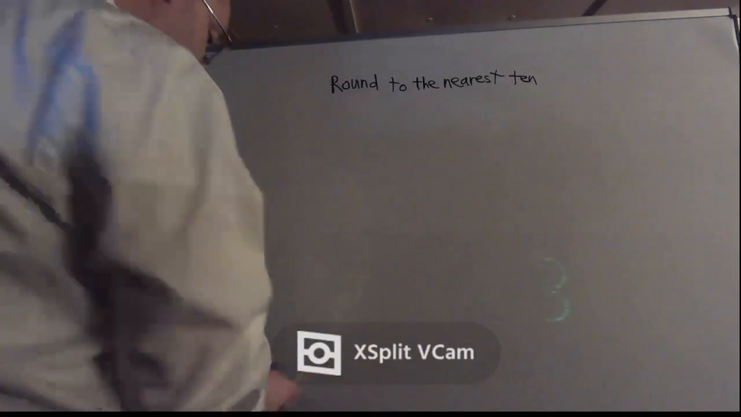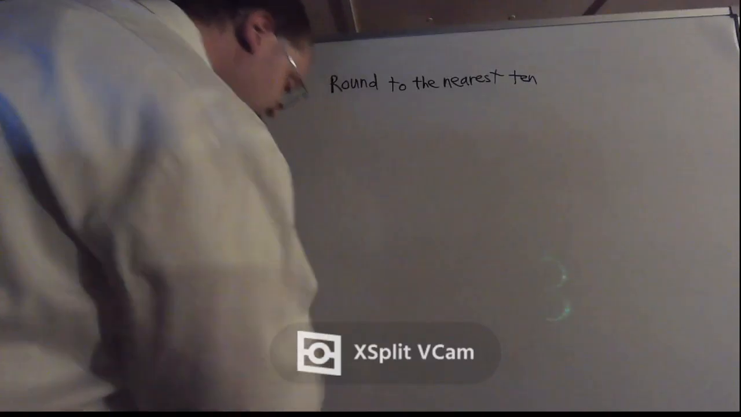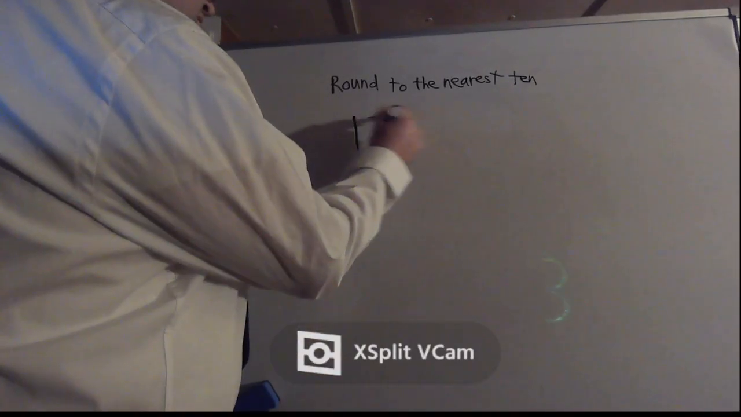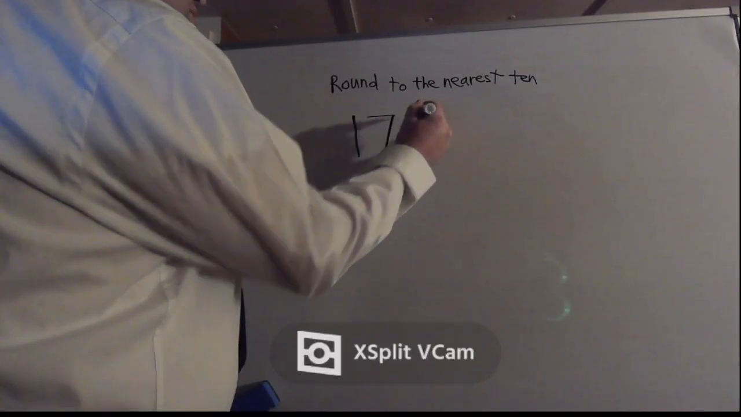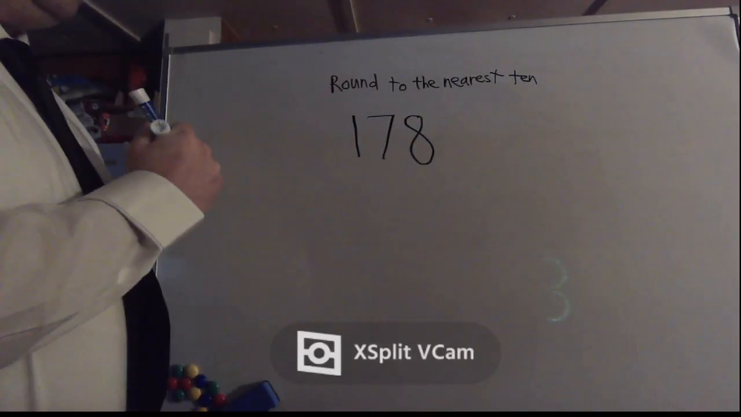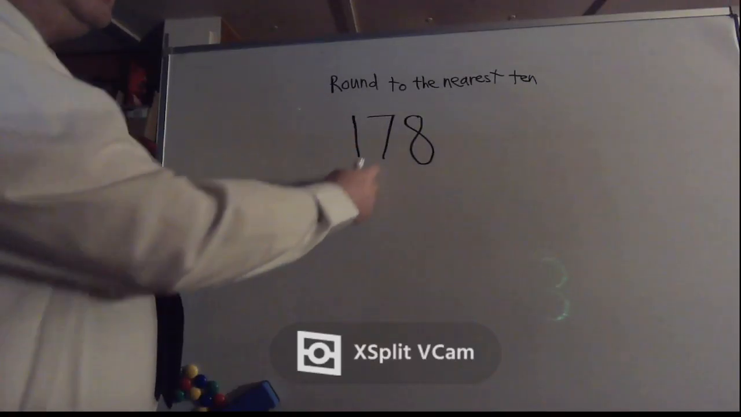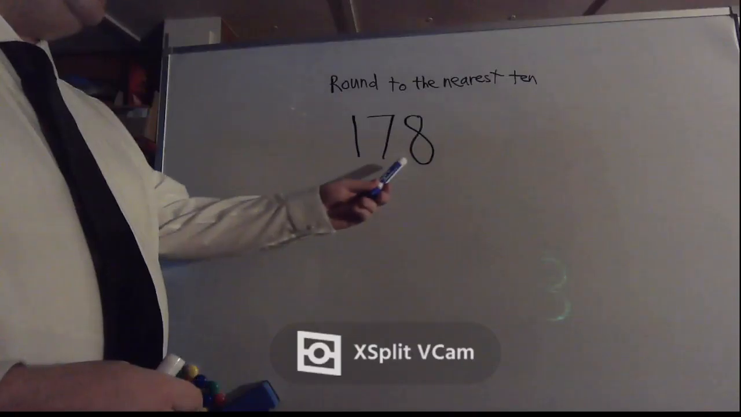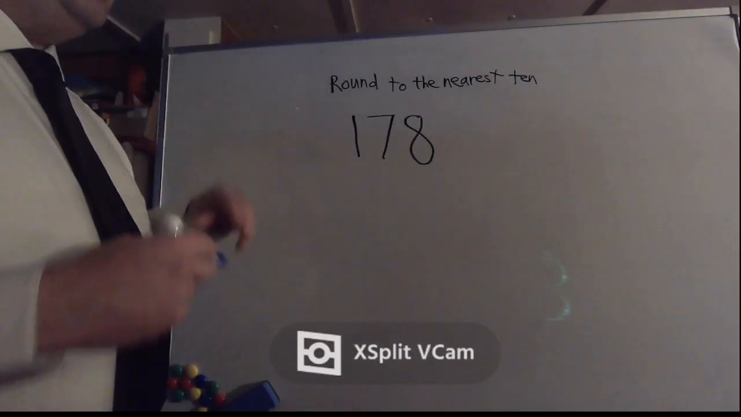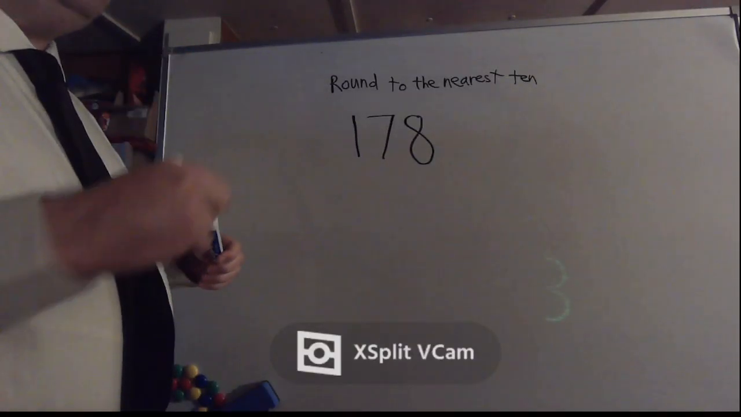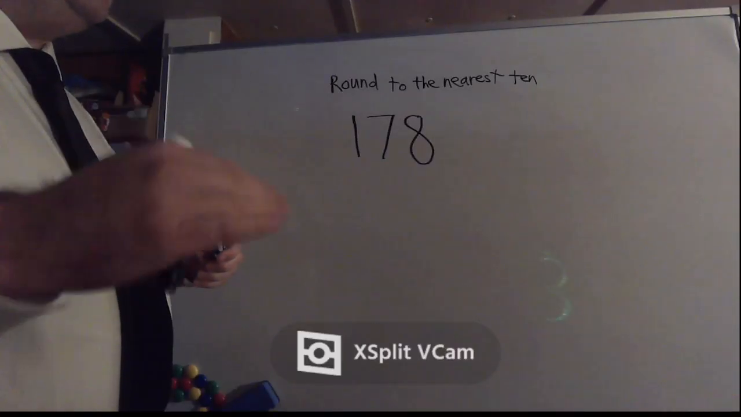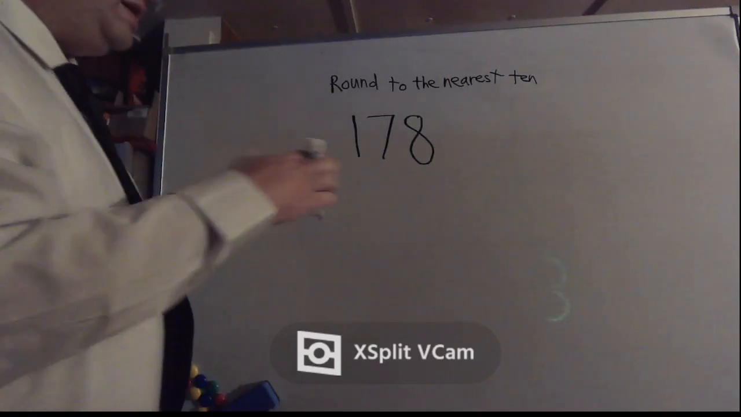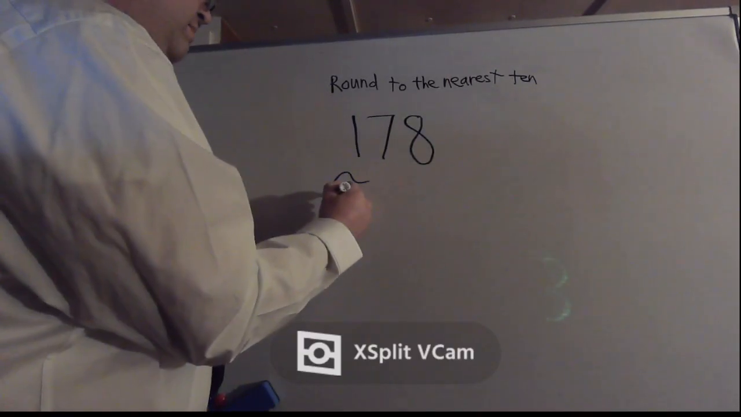Okay, let's do another one. How about 178? Round to the nearest 10. So we locate the tens place, which would be a 7. Then we see the 8 in the ones place. We're going to focus on that digit in the ones place, immediately to the right of the tens place, and it's 5 or greater, so that would be approximately equal to 180.